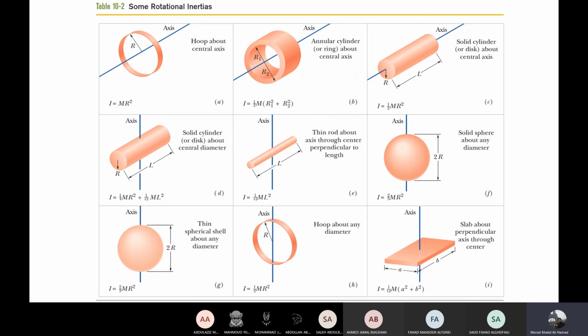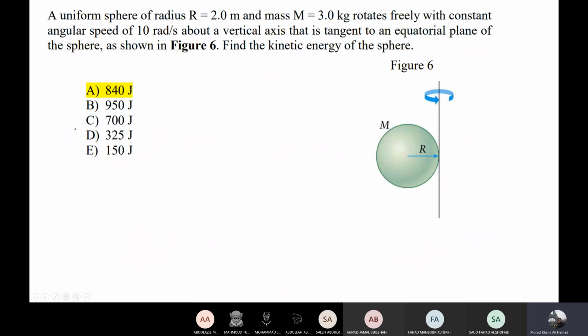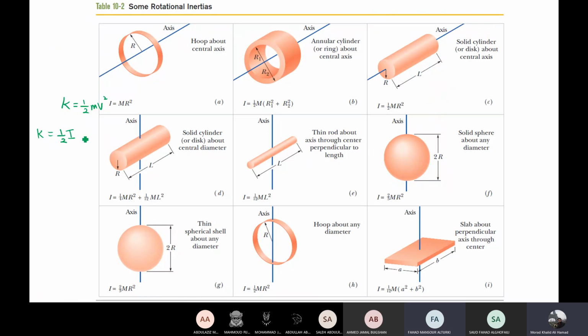Then we have something about rotational inertia. Rotational inertia here reflects the mass. It's not the mass, but it reflects the mass. If you remember, for example, for kinetic energy we used to have half m v squared. Now, in this chapter, the kinetic energy equals half, instead of mass, we have to use the rotational inertia, and instead of v, we use omega squared.